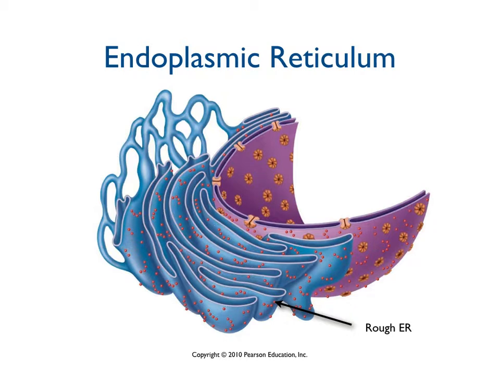One of the defining characteristics of the rough endoplasmic reticulum is the presence of ribosomes on its outer surface. If you were to look at the rough endoplasmic reticulum under a very powerful microscope, it would have a bumpy or studded appearance because of those ribosomes attached to it, hence the name rough ER.